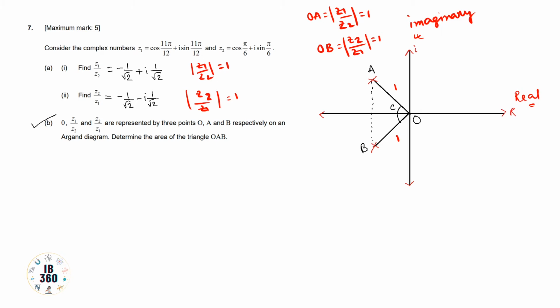This angle is C. First I have constructed this graph. This point is A, by taking −1/√2 + i 1/√2. And the point B, that is z2/z1, that is −1/√2 and i of −1/√2. So this cross point is point B.